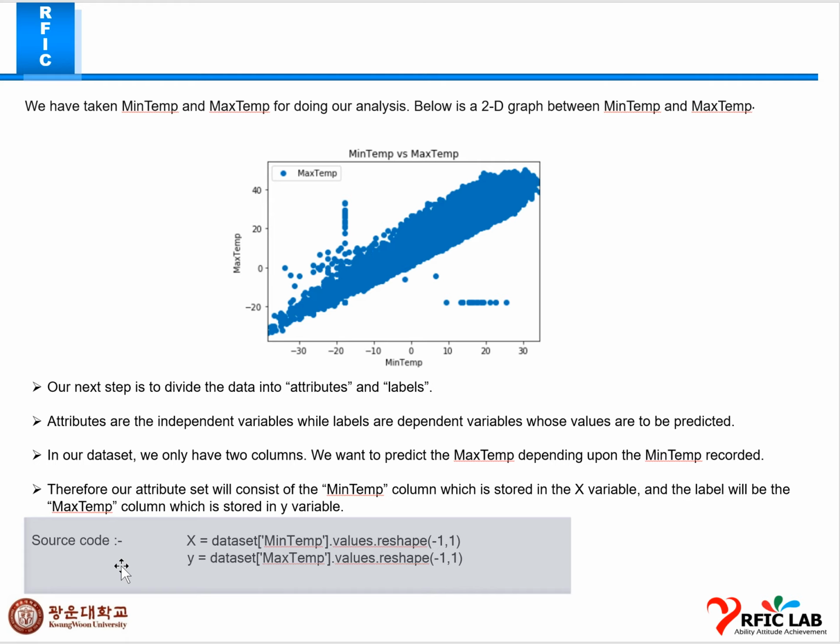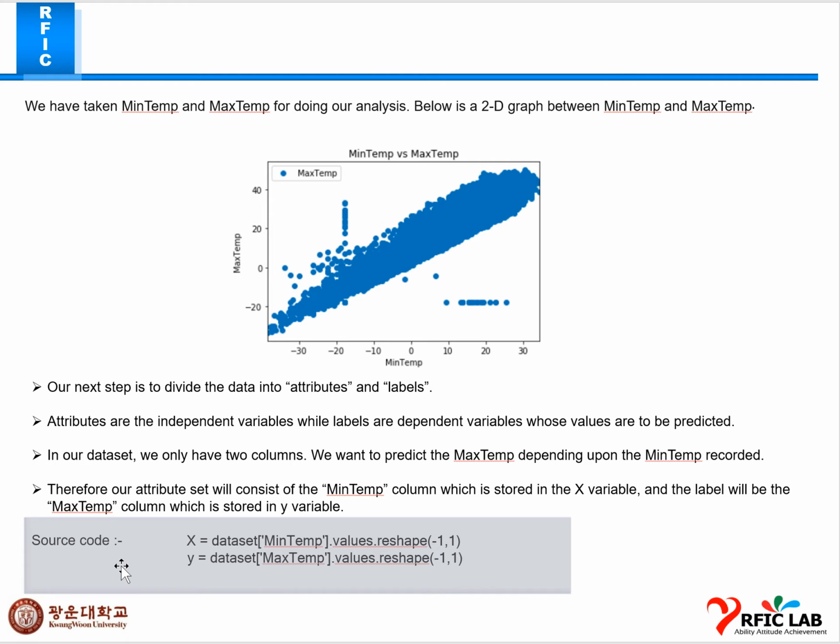The next step is to divide the data into attributes and labels. Attributes are the independent variables, while the labels are the dependent values to be predicted. In our data set we have only two columns: max temp depending upon the min temp recorded. Therefore, the attribute set will consist of the min temp column, which is stored in the x variable, and the label will be the max temp column, which is stored in the y variable.